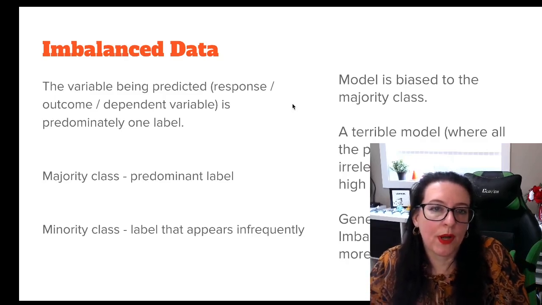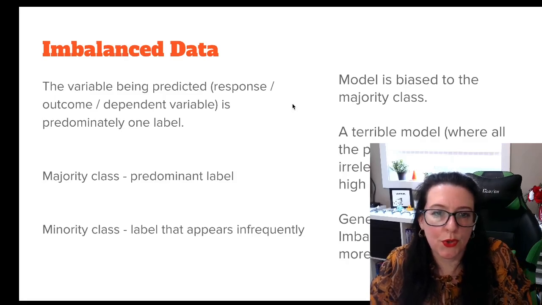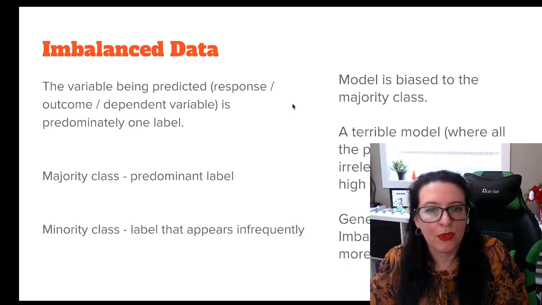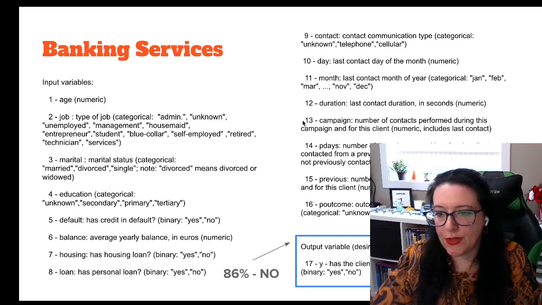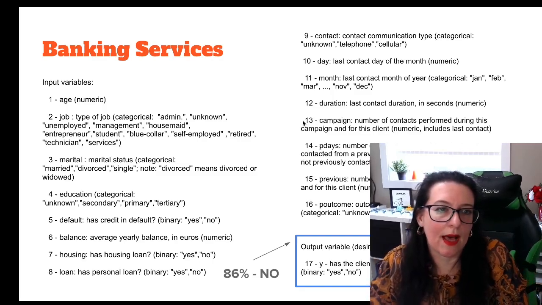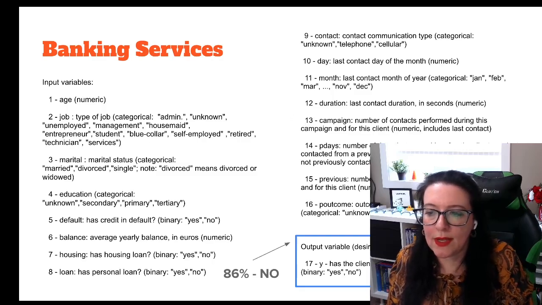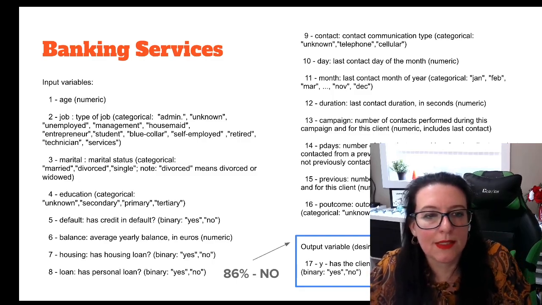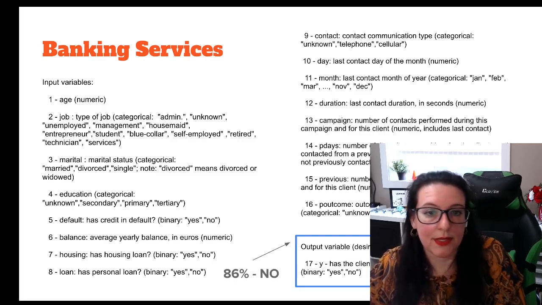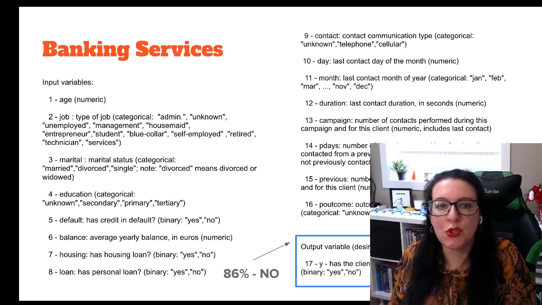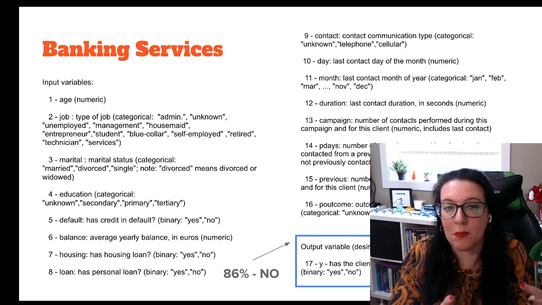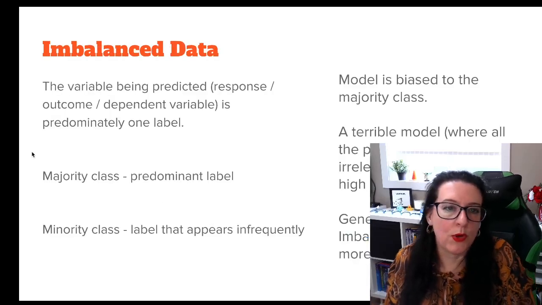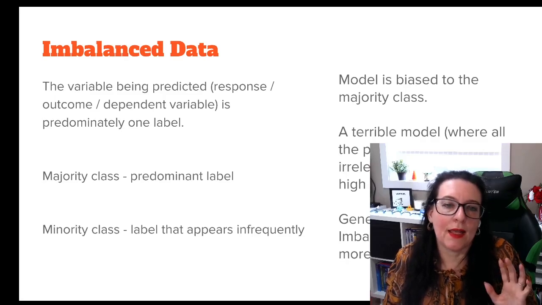So in this particular video, we're going to talk about imbalanced data. What do you do if your labels are predominantly one classification or one label? So for example, let me just show you this data set here. This data set looks at banking services, and they're trying to predict whether or not someone is going to buy a GIC. And when it comes to the data set, 86% of those in the data set said no. So we have this majority class, the predominant label is no, and then we have our minority class, the other label, which appears with way less frequency, and it is the yes.